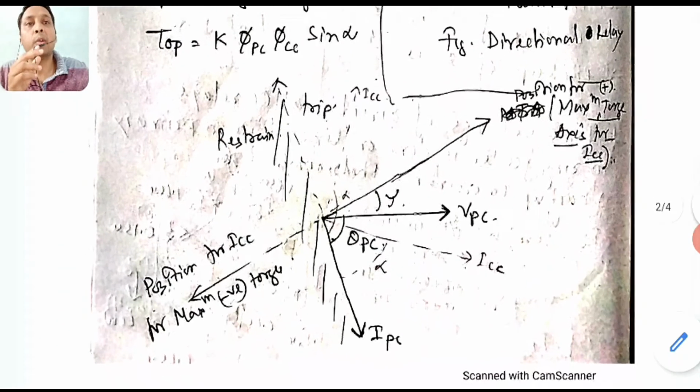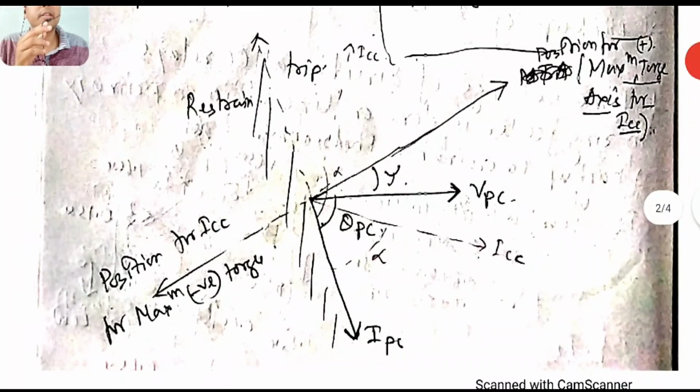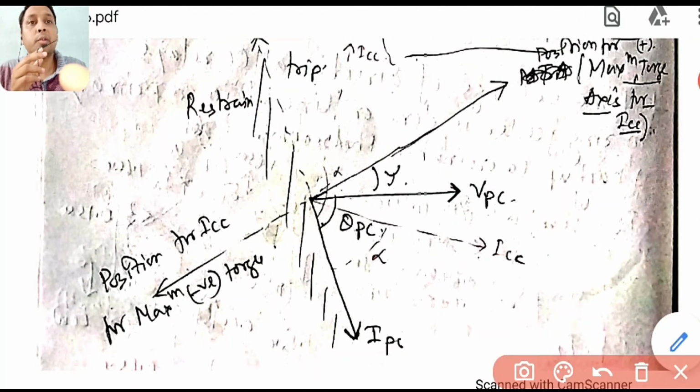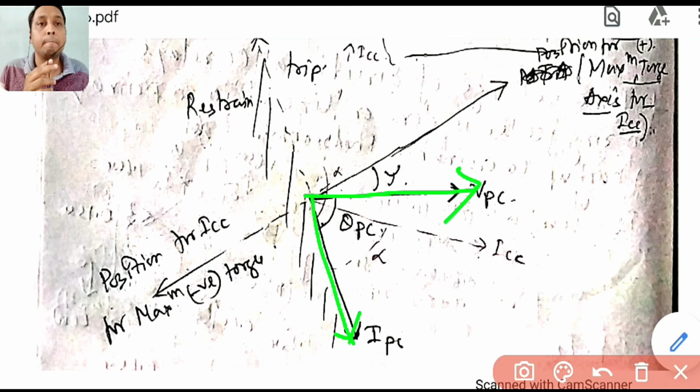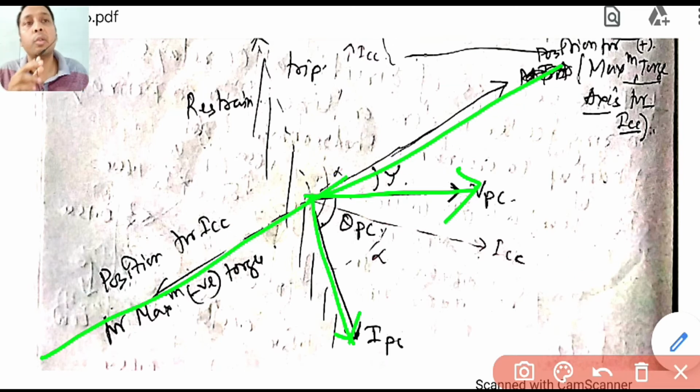The same I have drawn here. I think now you can understand. So this is your VPC. This is your IPC, which is lagging almost 90 degree behind. But here it will be less than 90 degree because you have put some resistance, some capacitance, which is varying this one. But nevertheless, it will be near to 90 degree. So this is my maximum torque axis. This axis is known as maximum torque axis.